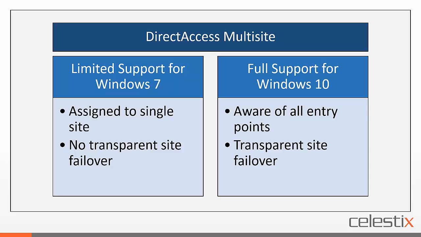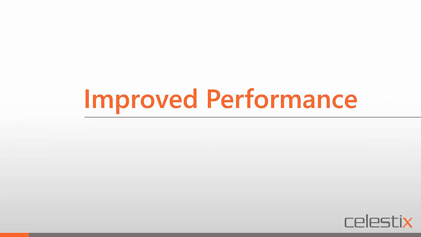In this case, if it's on the East Coast, then it would connect to the New York entry point. And if the New York entry point went down, since it's aware of all entry points, it will then select whichever site is closest to it that remains available online. So much better support for direct access multi-site using Windows 10 clients as compared to Windows 7. We talked about improved performance. Of course, Windows 10 clients offer much improved performance in most deployment scenarios.